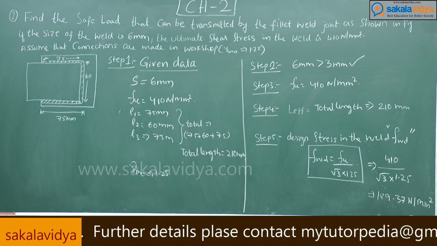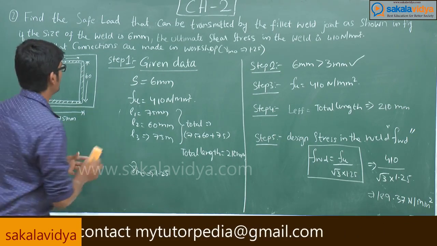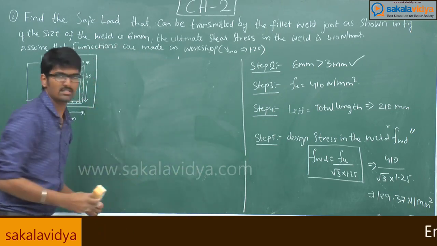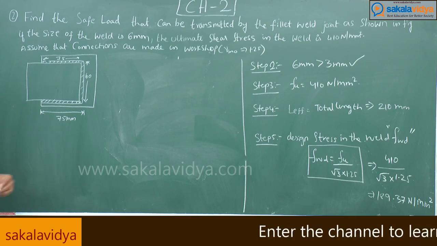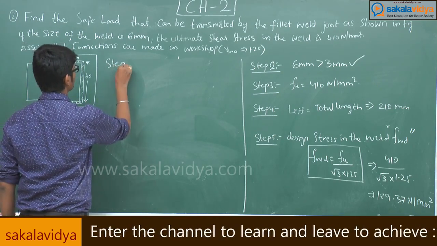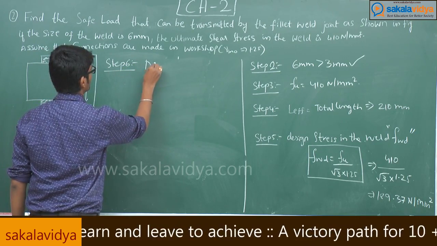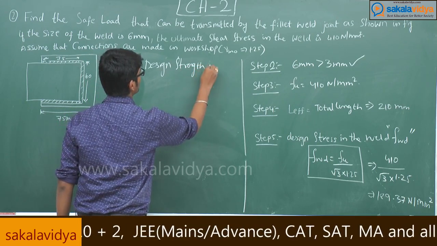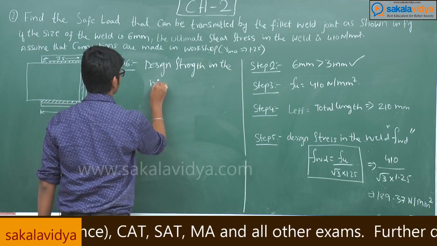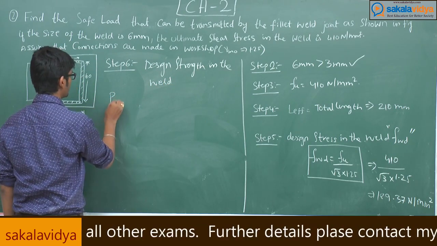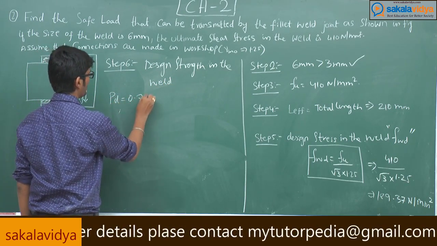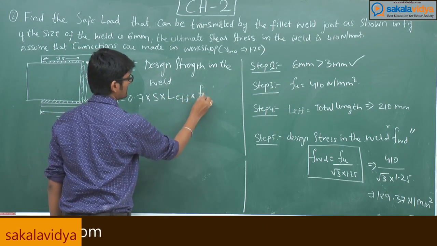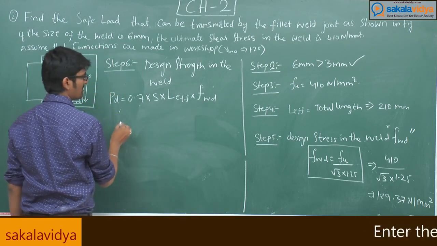So the next step is we have to find the design strength, that is the last step, step 6. So what is step 6? You have to find design strength in the weld. Design strength in the weld, that is P suffix D is equal to 0.7 into size of the weld into L effective length into design stress in the weld, that is F suffix WD.